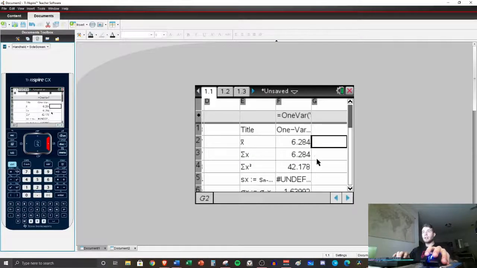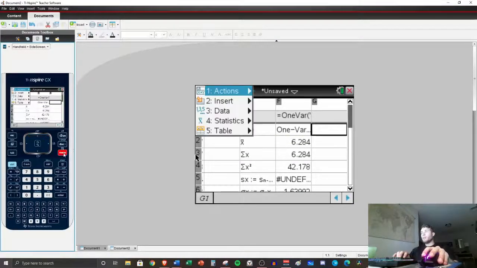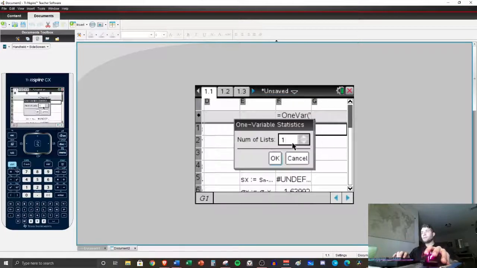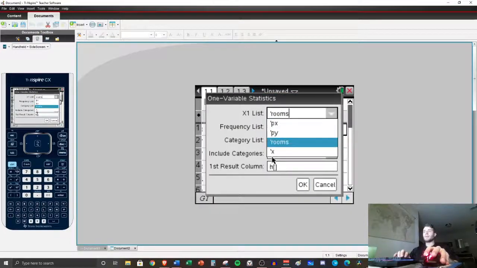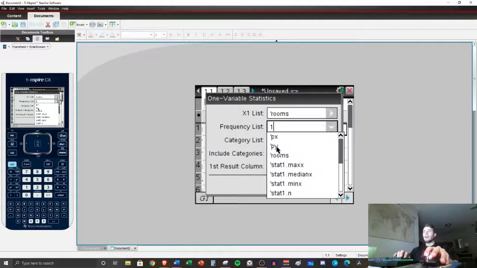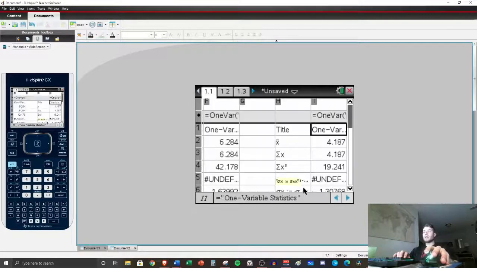So we're going to go back. We need to go to another blank space here. Menu 411. This time we're going to do it for rented. Hit OK. 4.18. I'll round that up to 4.19.